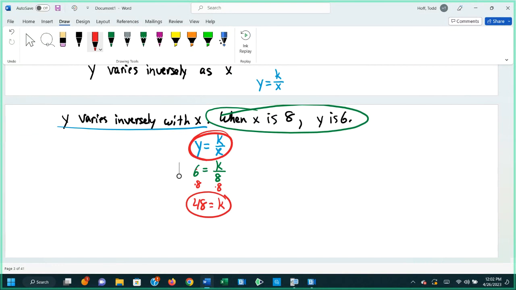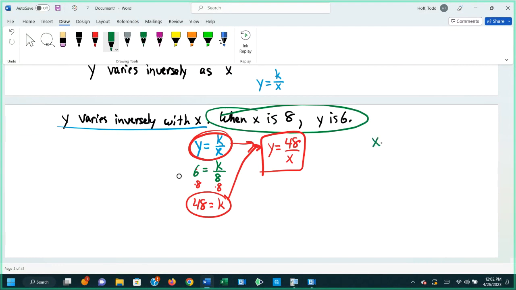So once again, we can now further define that relationship. It's not just y equals a constant divided by x. We now know that constant is equal to 48. So y equals 48 divided by x. Now, one of the neat things about either type of variation is we can switch the x and y. In direct variation, if you switch the x and y, it changes the constant, but you'll still get the same result down the line. For inverse variation, we can switch the x and y, and it doesn't change the constant.